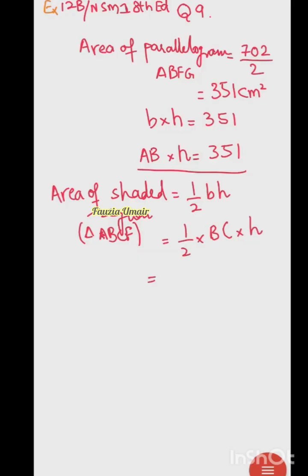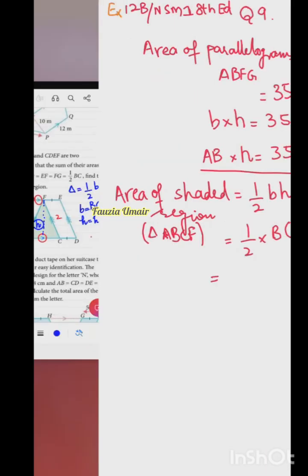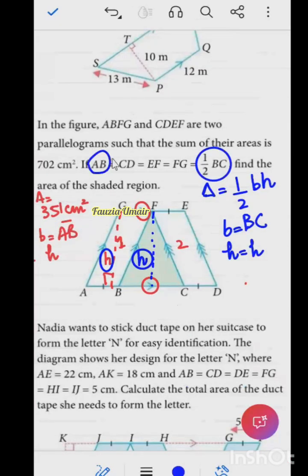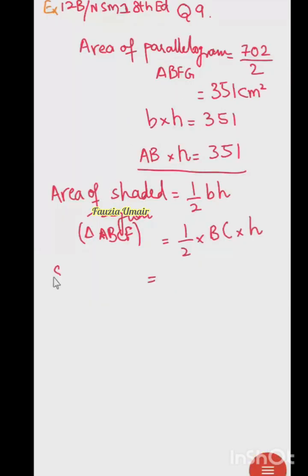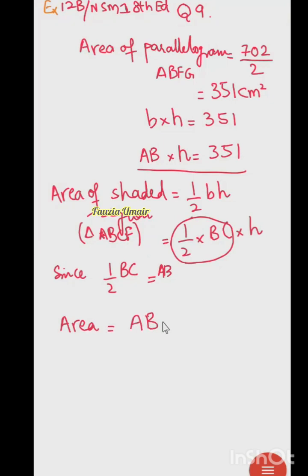It's given in the question that half BC is AB, right? So half BC is AB. So we will use this relationship. Since half BC is AB, we will put the value in this equation. So area of shaded region will be equal to, you will put the value of half BC as AB. So area is AB into H, right? Area of shaded region is AB into H.